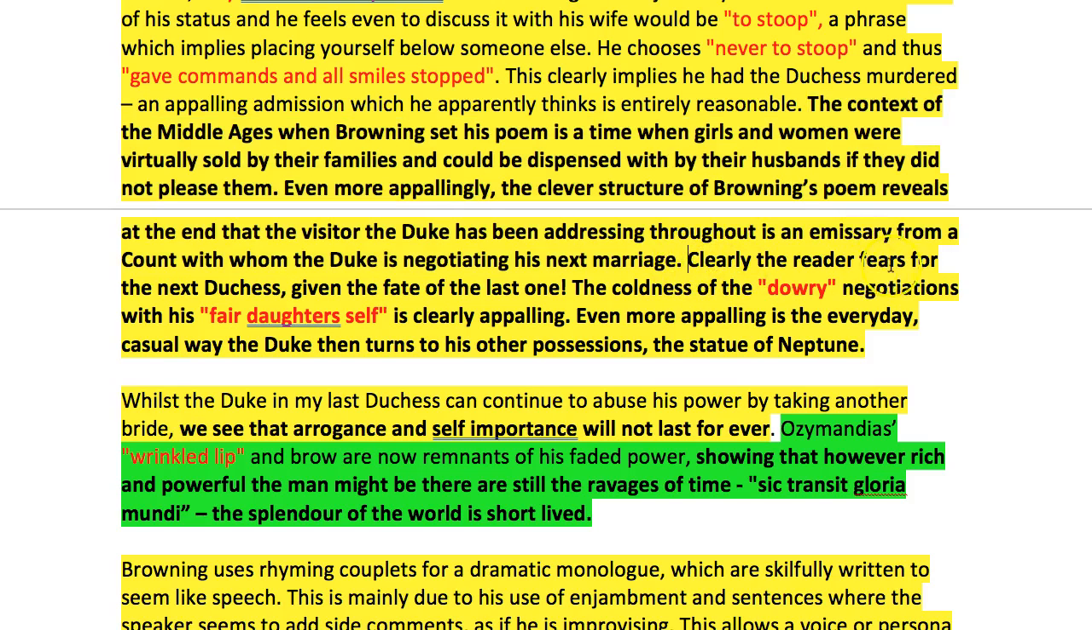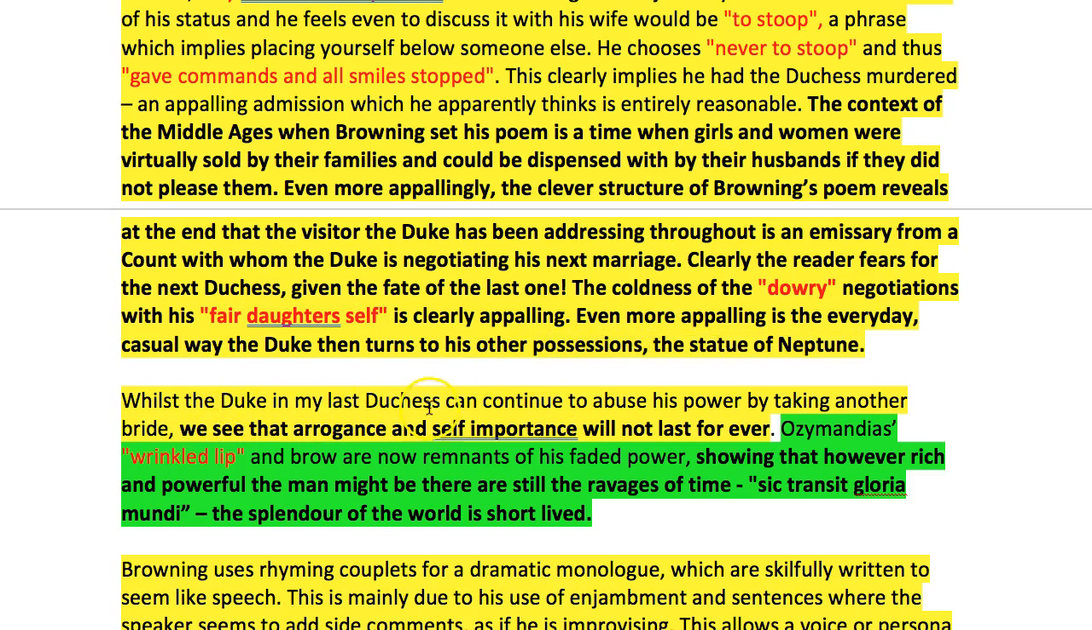Right. Clearly the reader fears for the next Duchess, given the fate of the last one. The coldness of the dowry negotiations with his fair daughter's self is clearly appalling. So again, he's emphasizing the poet's purpose to appall us at this male abuse of power. Even more appalling is the everyday casual way the Duke then turns to his other possessions, the statue of Neptune. And again, that idea of treating women as possessions links naturally to a discussion of the patriarchal society.